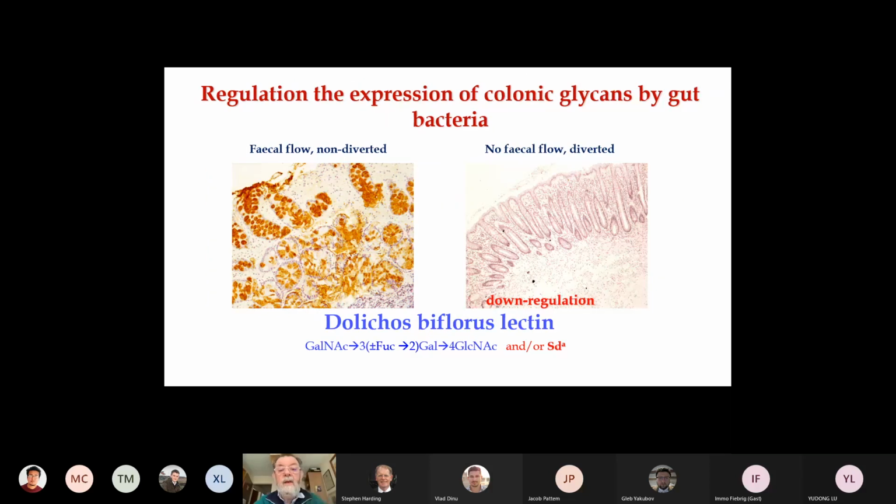Here, this is a structure which you can see at the bottom with a GalNAc structure called SDA. This can be detected with this lectin, and on the left you can see normally that is expressed. So we see a strong positive. If we look in the diverted with no fecal flow on the right-hand side, there's a downregulation. It's lost. And the next slide.